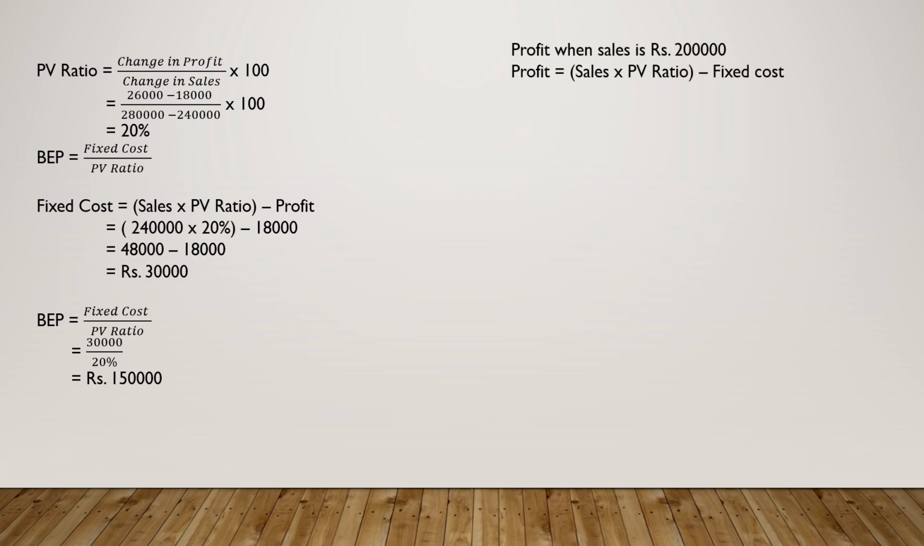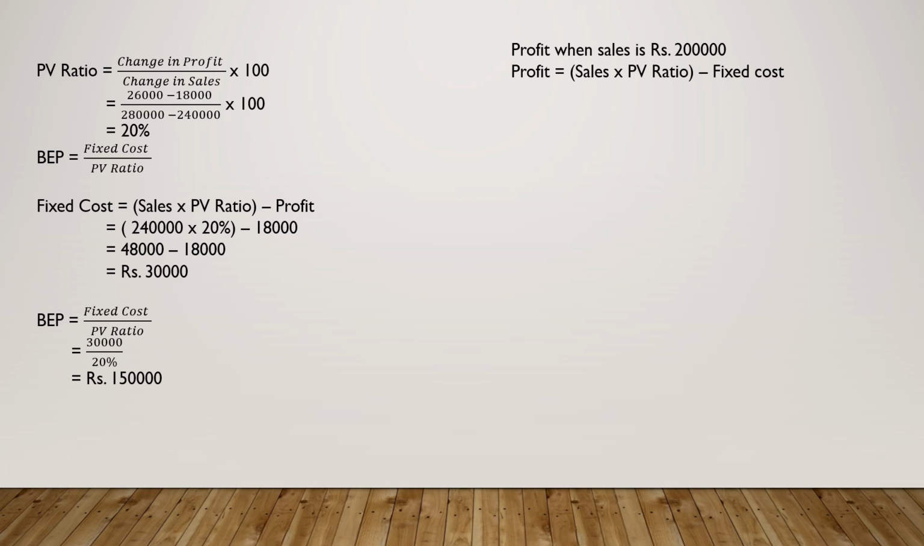The next thing which is asked in the question is to calculate profit when the sales is rupees 2 lakh. So sales is given. Now this is not a first year or second year sales. This is the new sales which is given in the question. So they are asking if you want to do a sales of 2 lakh, what will be the profit? So let's suppose sales is 2 lakh. We will use the formula for profit. Profit equals to sales into PV ratio.